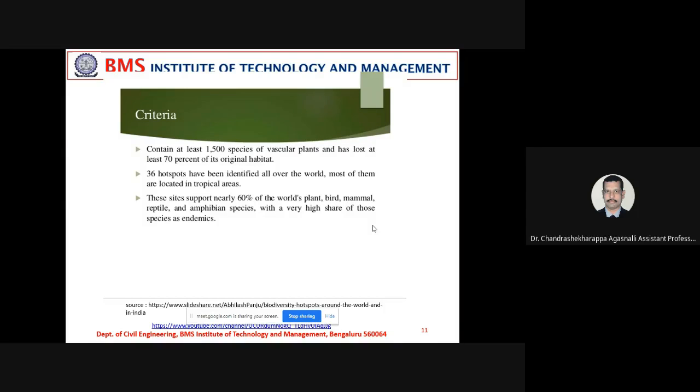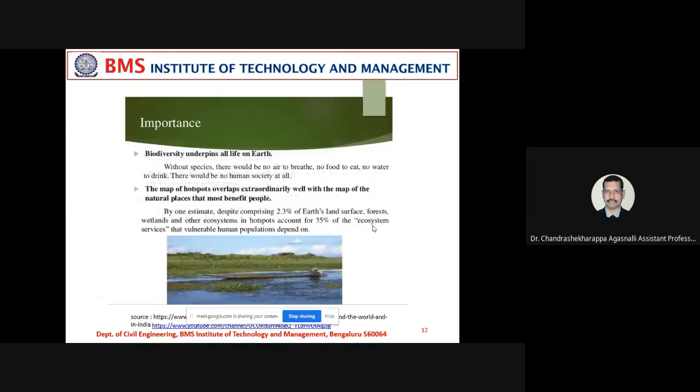Maybe a bird, maybe a mammal, maybe a reptile, or it may be an amphibian, with a very high share of those species as endemics. So, what is the importance of biodiversity? Why are we giving so much importance? As we discussed now, no nature, no life, no biodiversity, no ecosystems. We would not live life on the earth.